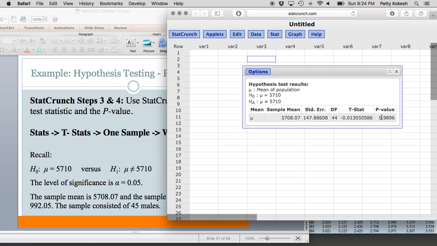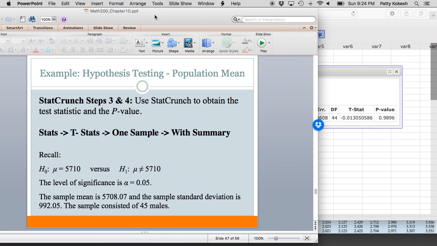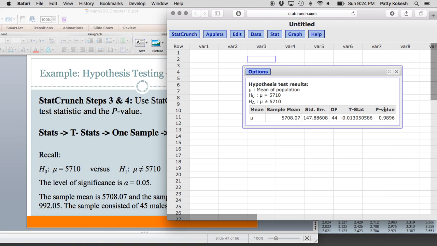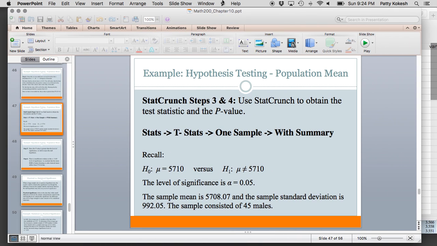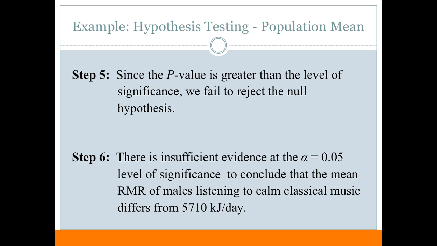This one gives me an accurate p-value, 0.9896. So we knew that it was at least 0.5 just by using our table, but this is an accurate p-value of 0.9896, which is going to be greater than alpha. So we're going to fail to reject the null hypothesis.